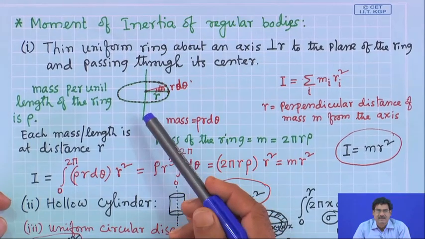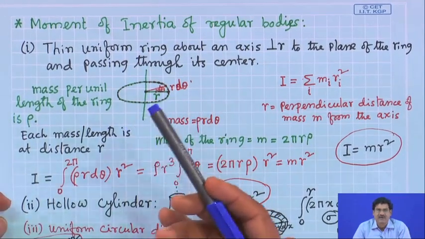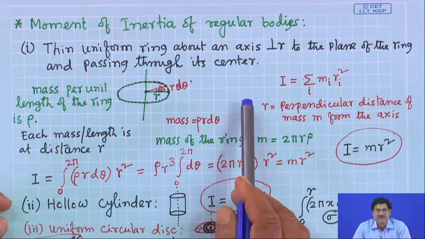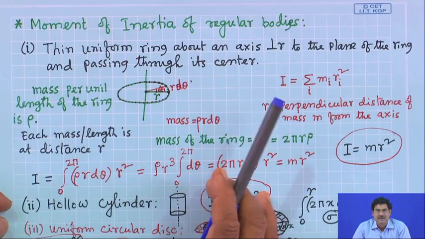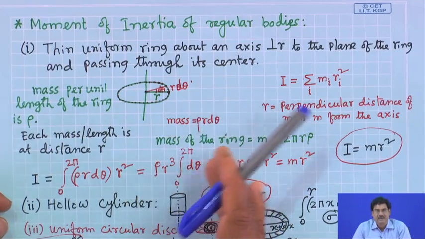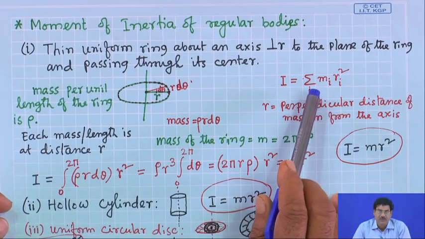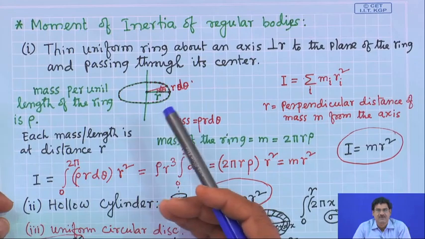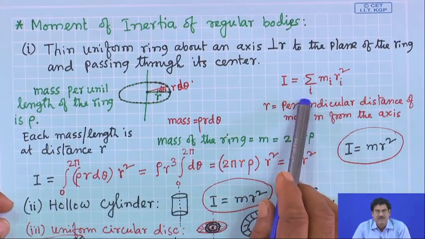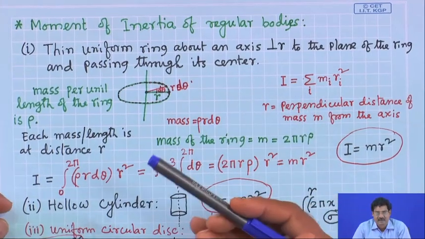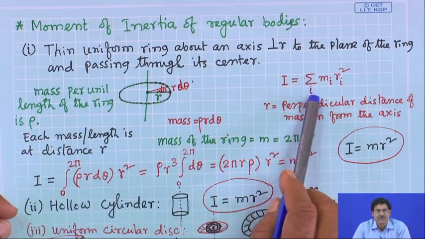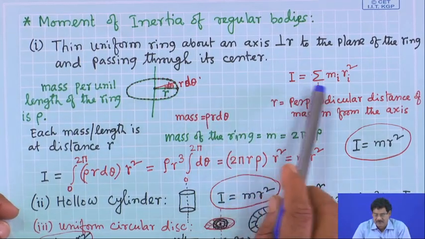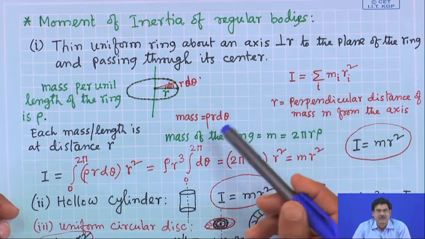In 11th class we calculated the moment of inertia of different regular bodies. Generally we prefer to use the integration method. If mass is distributed continuously or distance is distributed continuously, then we replace this summation with integration. In case of continuous distribution of mass or distance we use integration instead of summation, but in case of a discrete system of masses we use summation, right. Depending on the system, one has to decide whether to use summation or integration.